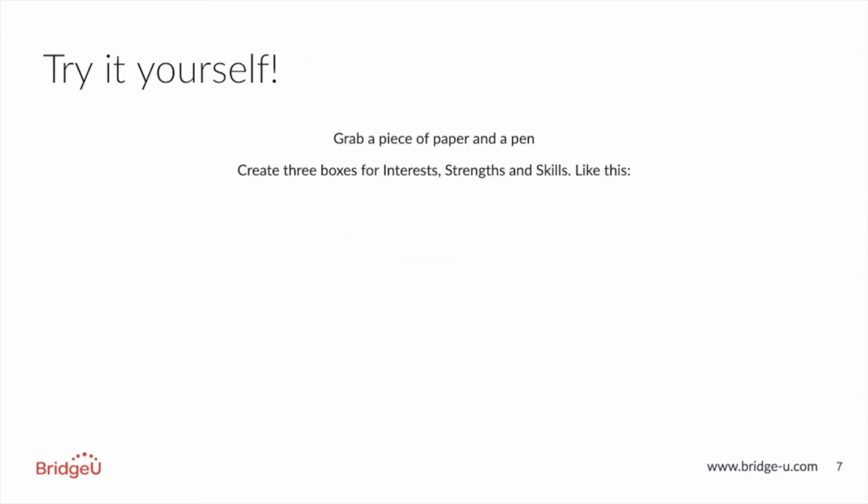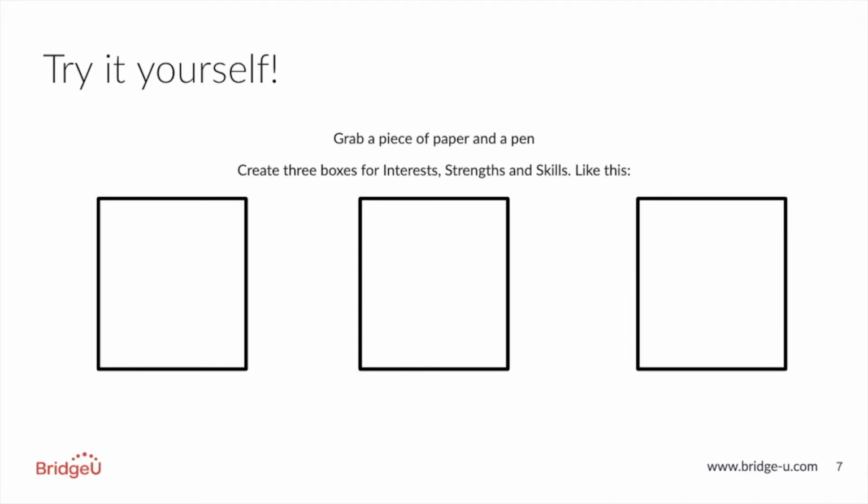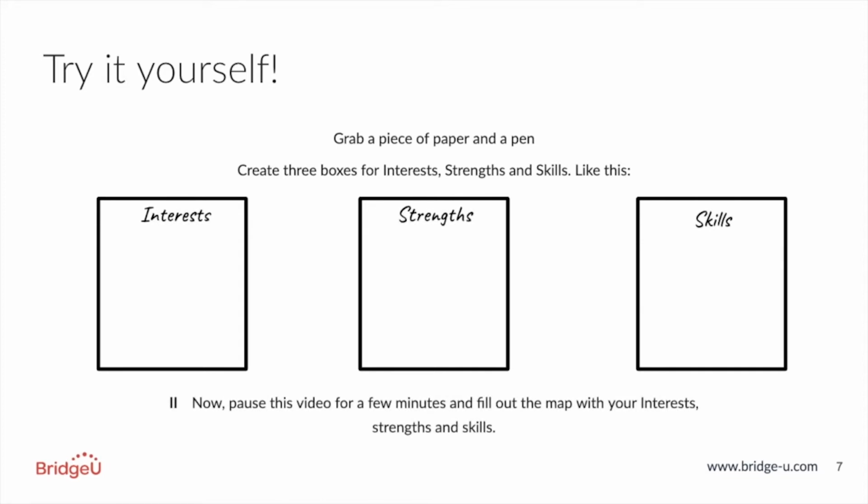Well, try it yourself. Grab one piece of paper and a pen and draft on this piece of paper 3 boxes for interests, strengths, and skills. Now, pause this video and take a few minutes to fill out these boxes with your interests, strengths, and skills. If you have the chance, ask for help. Call a friend or maybe ask your parents, what do they think your strengths are? See you in a few minutes.